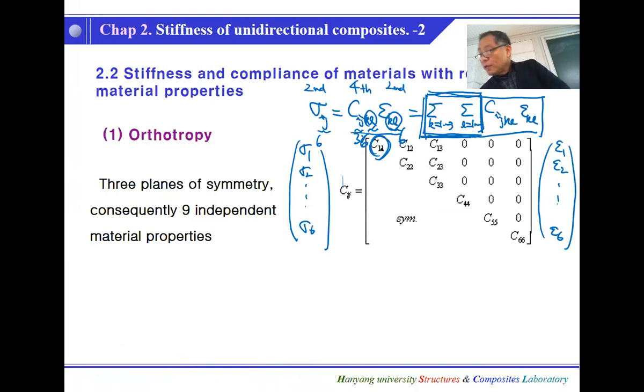So as you can see, C11 means CXXXX. And C12, what does it mean? This means CXXYY. So you need to practice a little bit, but anyhow, it's not that difficult.